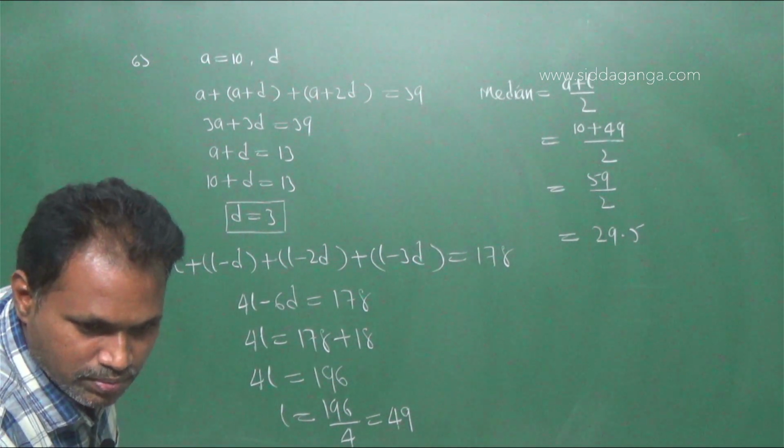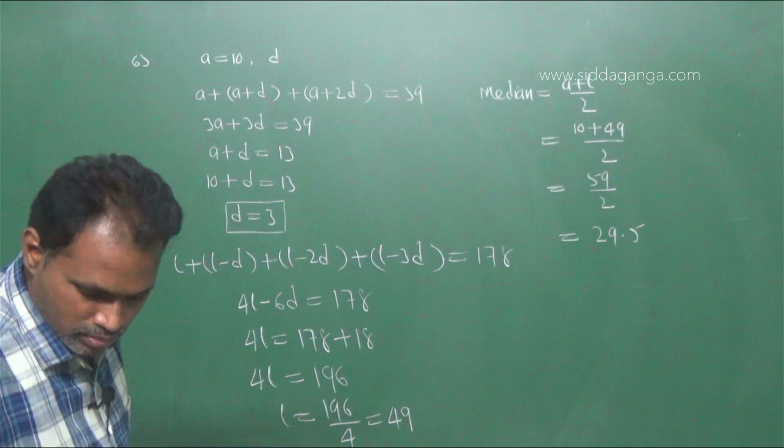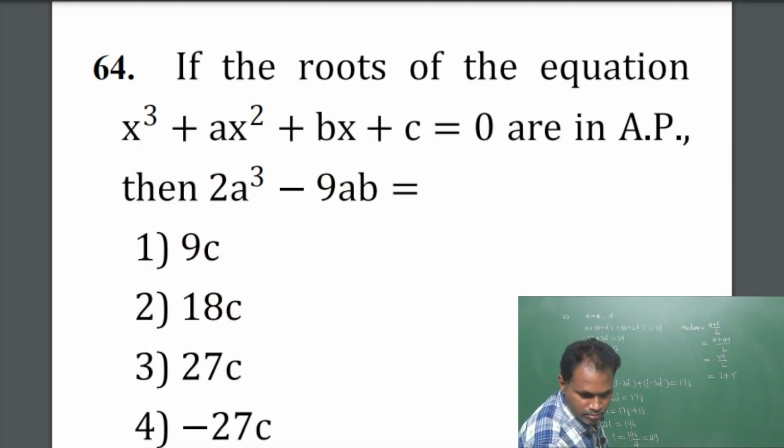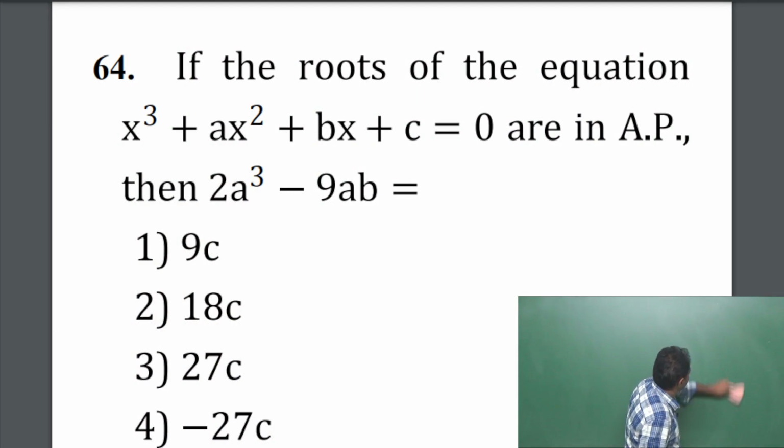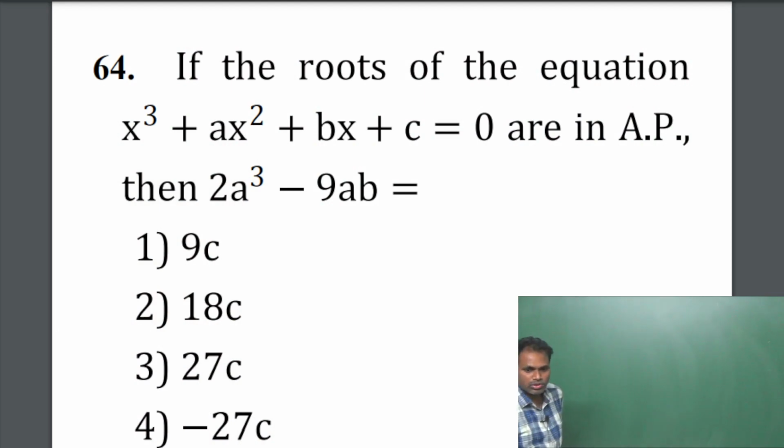Next question. If the roots of the equation x cube plus ax square plus bx plus c equal 0 are in AP, then 2a cube minus 9ab is equal to.